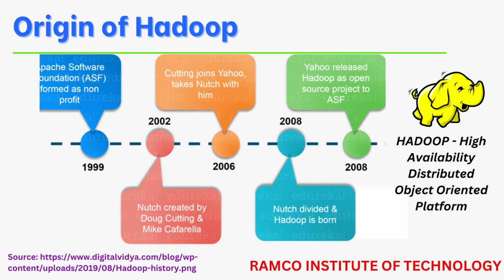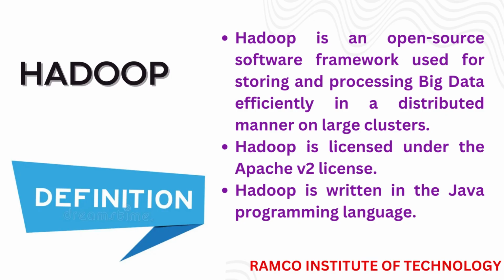Cutting introduced the concept called Hadoop in the year 2008. Hadoop is said to be an acronym for High Availability Distributed Object Oriented Platform. It is named after Cutting's son's toy elephant. So that's all about the origin of Hadoop. Now let us see what Hadoop is.